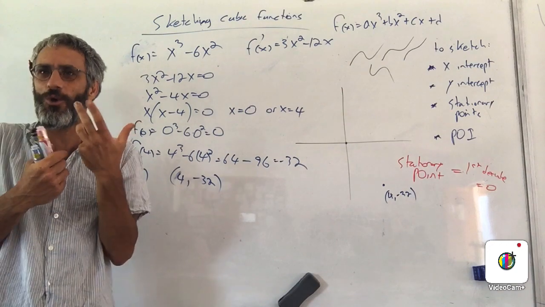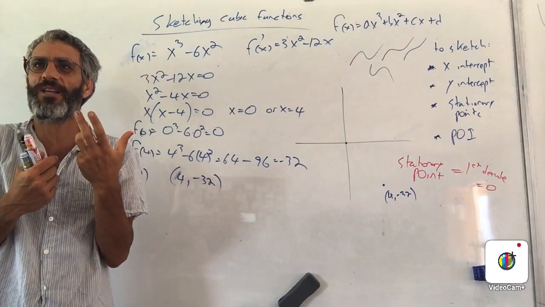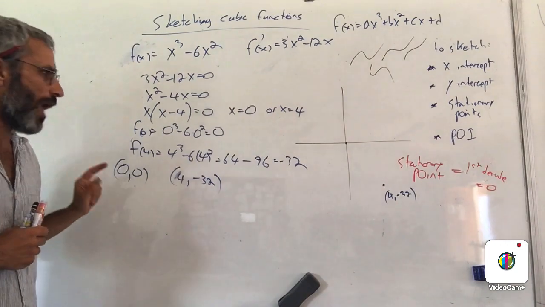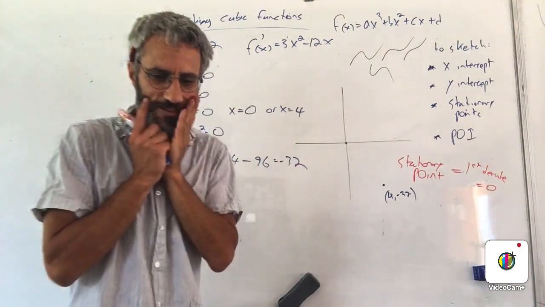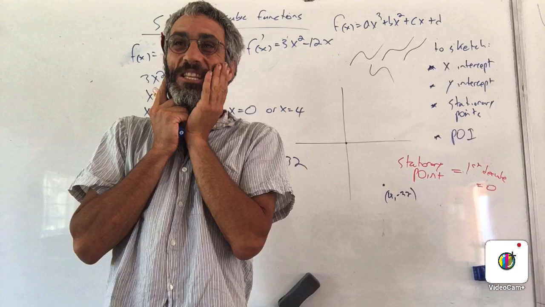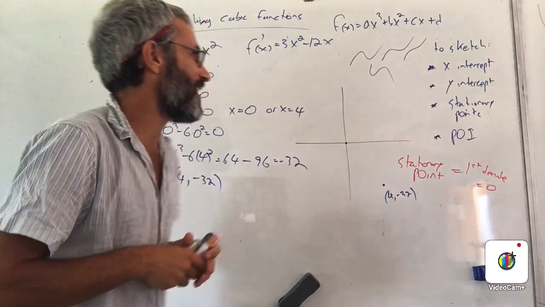What is bigger? So you're checking whether something is bigger or smaller than 0 for the second derivative. So I need to find out the second derivative. The only thing is, I don't even need to do it. Why don't I need to do it?